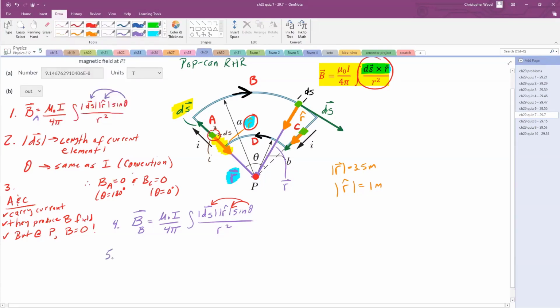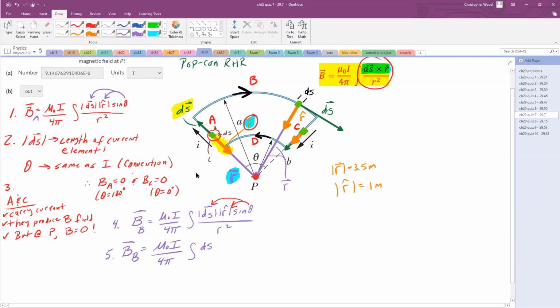Number 5 says the magnetic field created at point P due to segment B equals mu naught I all over 4 pi, integral of ds. What's the magnitude of ds? Here's the magnitude of ds, just ds. What's the magnitude of R hat? The magnitude of R hat is 1.